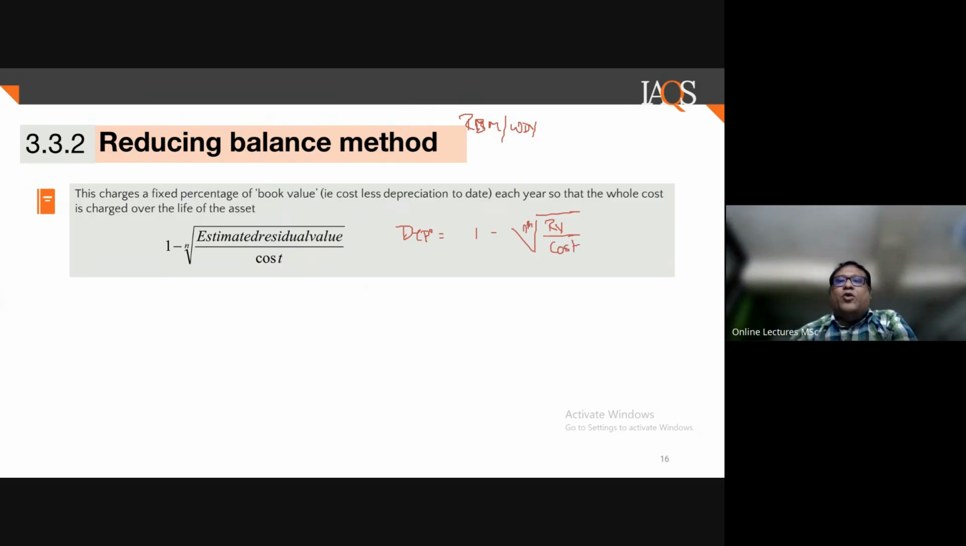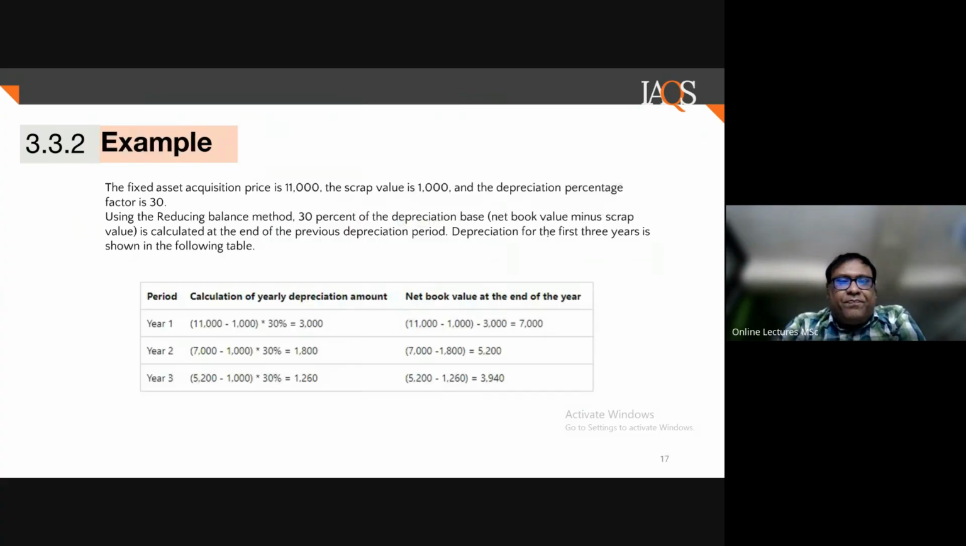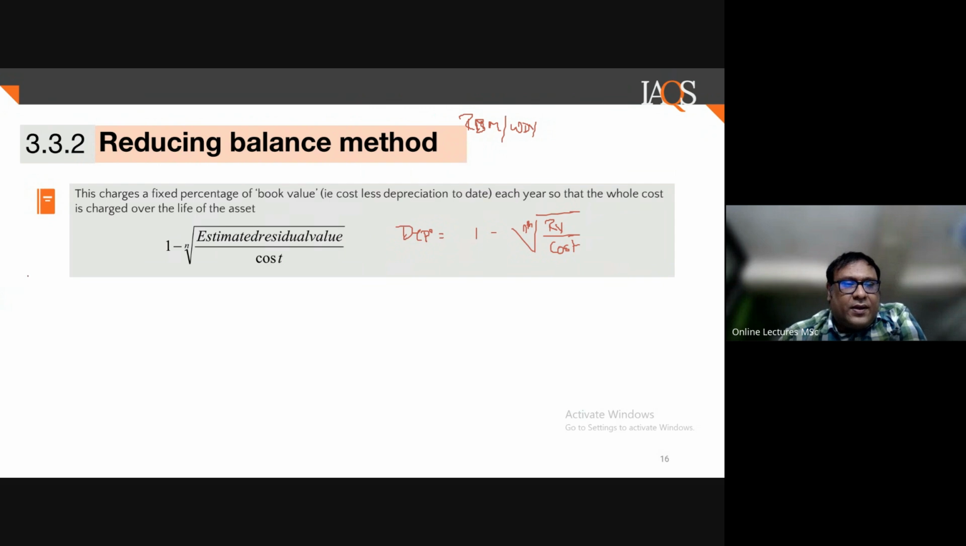All good, Tom? Yeah. Let's take this example. An asset of 1 lakh 30,000 cost, with a life of 4 years. The residual value is 20,000. And I would like you to give me the reducing balance depreciation rate.